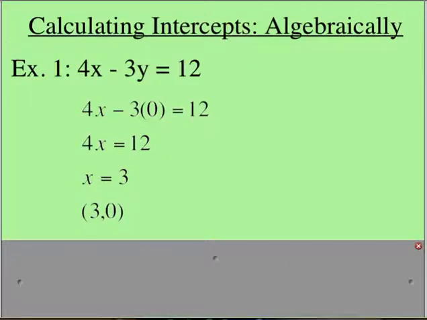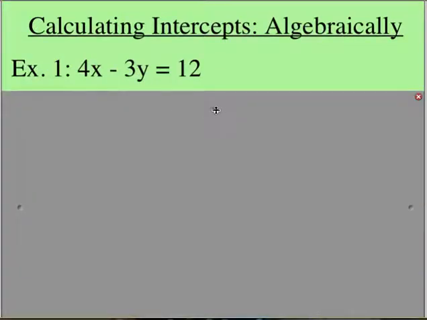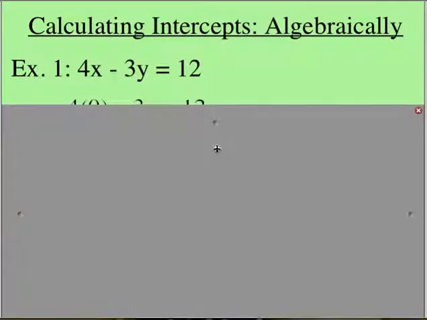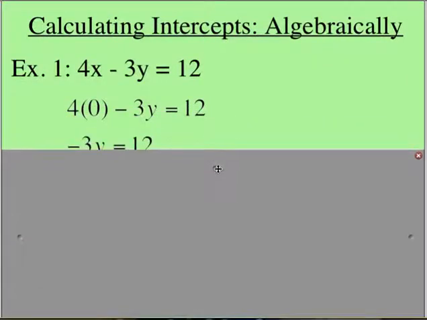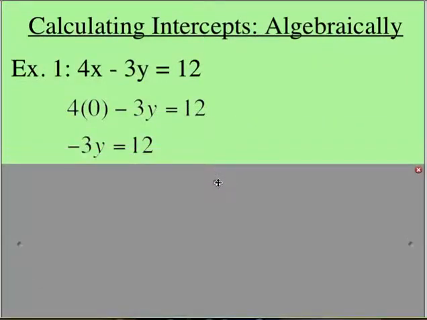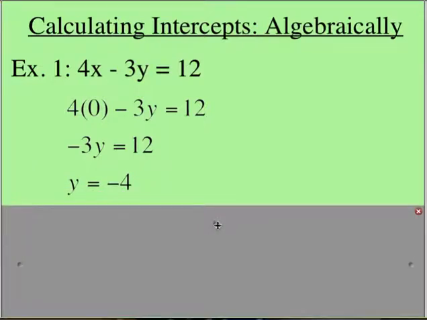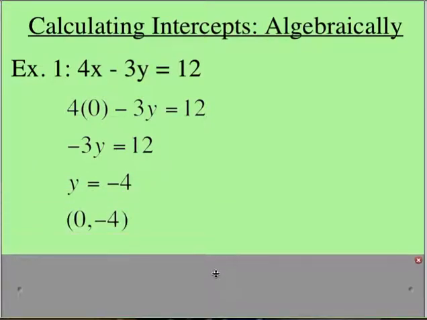The next part, I want to find the y-intercept, so that means I'm going to plug in 0 for x. I'm going to get -3y = 12, so that means y = -4, or I have a coordinate of (0, -4).